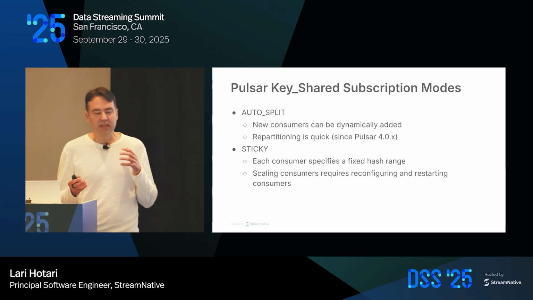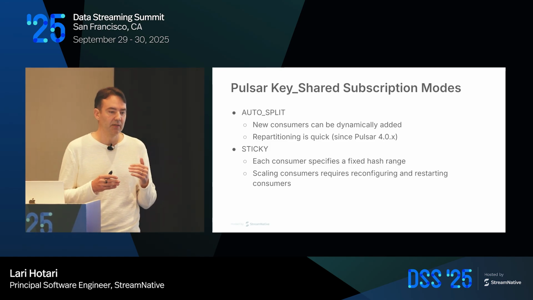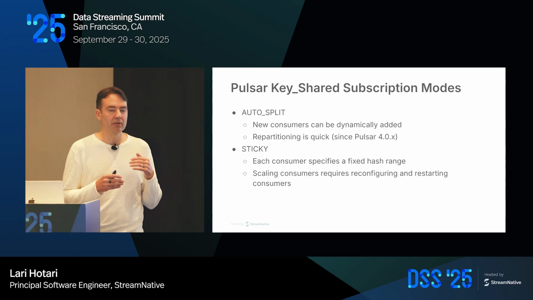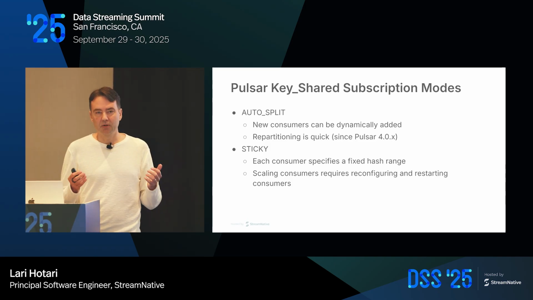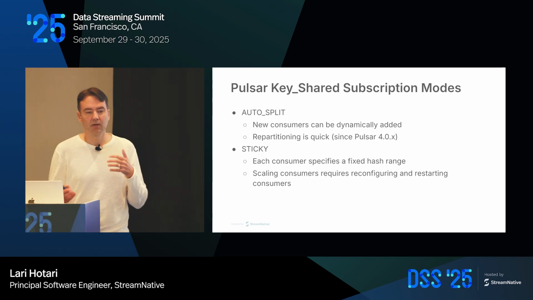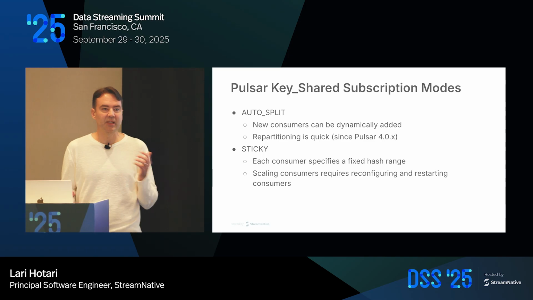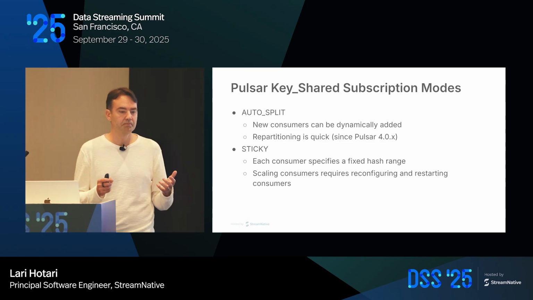So a little bit of the key shared subscription modes is that there's two modes. This auto split, which is one where you could add dynamically more consumers to the subscription without the need to reconfigure clients, and this is very useful in auto-scaling consumer applications. And the broker will repartition the hash range, and it'll ensure that messages with the same key are delivered and allowed to be in this unacknowledged state to only one consumer at a time.